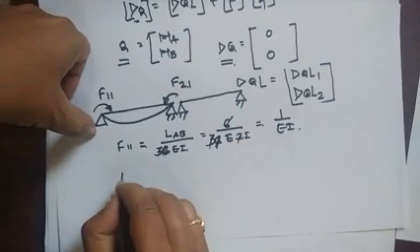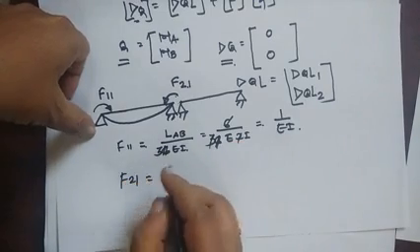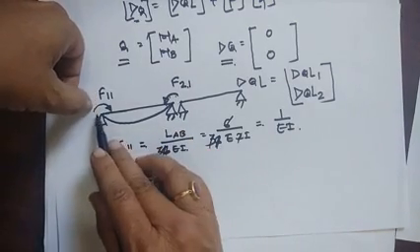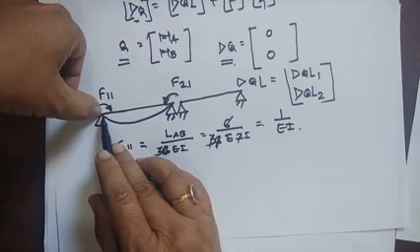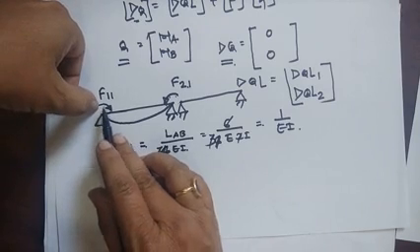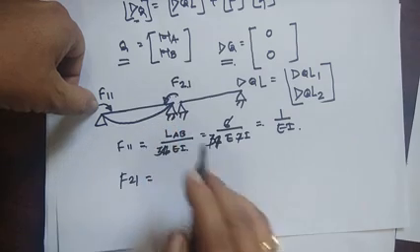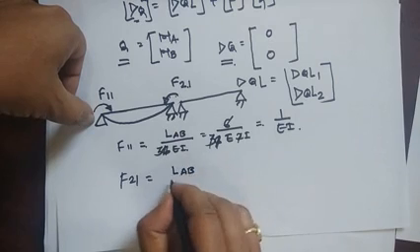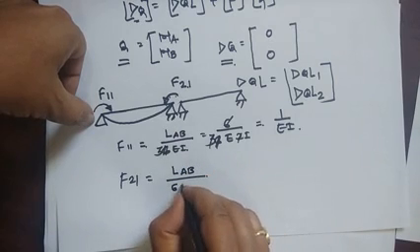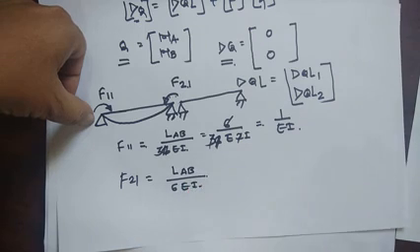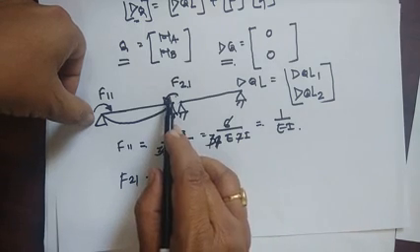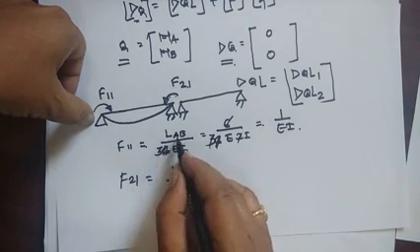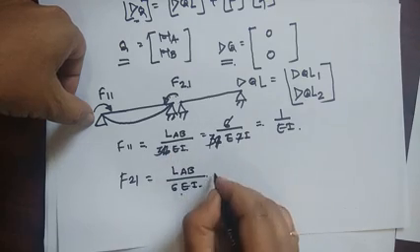Now F21, that is the rotation developed at 2 due to the application of unit rotation at 1. So here the rotation transferred is a half. So that L AB again divided by the 6EI. So here developed rotation at 2 is a half. So L by 3I here, it is L by 6EI.